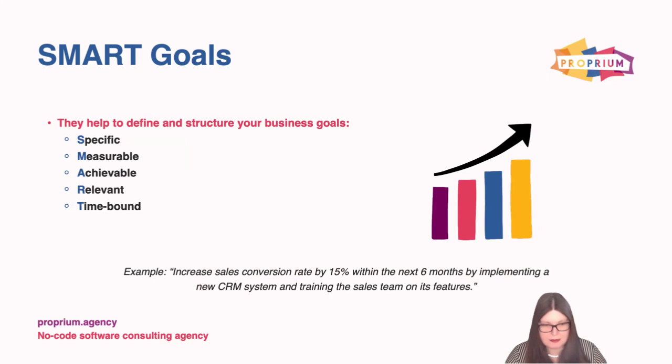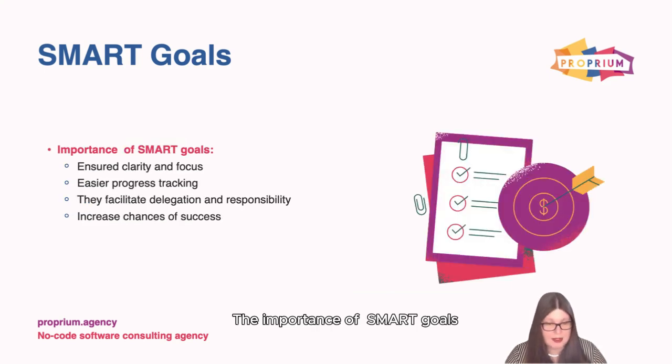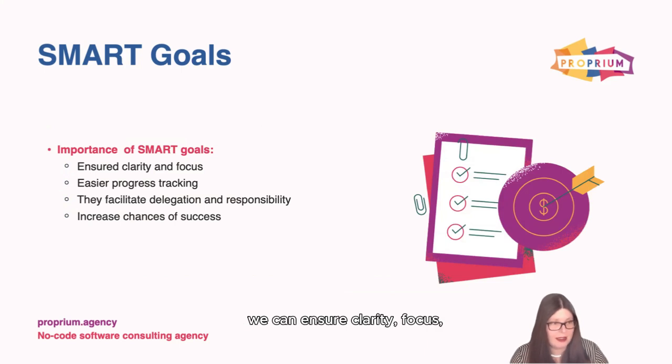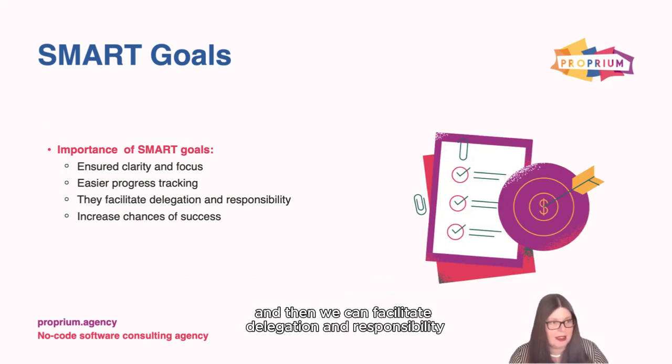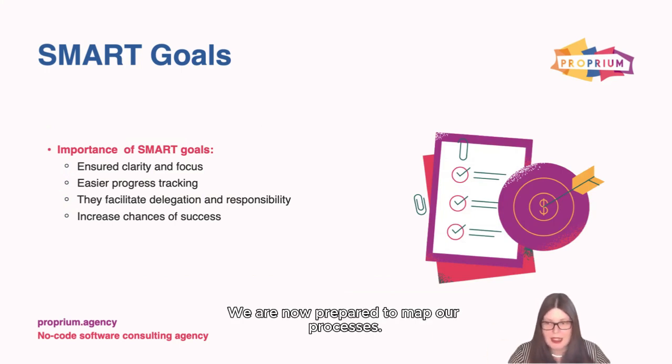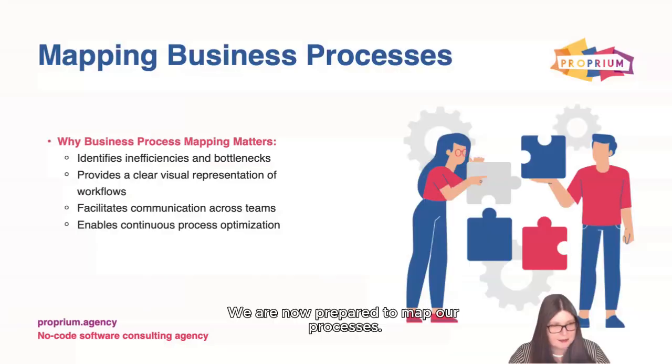The importance of SMART goals is that once we have our analysis done, we can then ensure clarity, focus, progress tracking, and then we can facilitate delegation and responsibility, which all increase chances of success. So we've done all of this before even thinking about software. We are now prepared to map our processes.